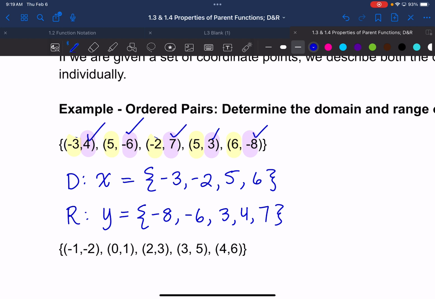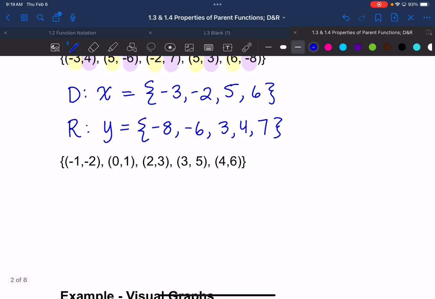So that's why I use the coloring system, just to know that I'm on track and I'm not leaving any out. And if it helps to sort them, you can do that, but it's just listing.